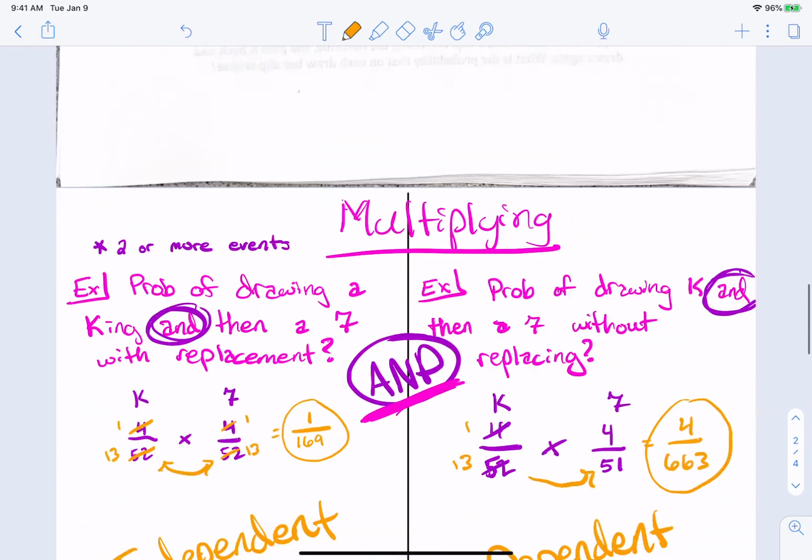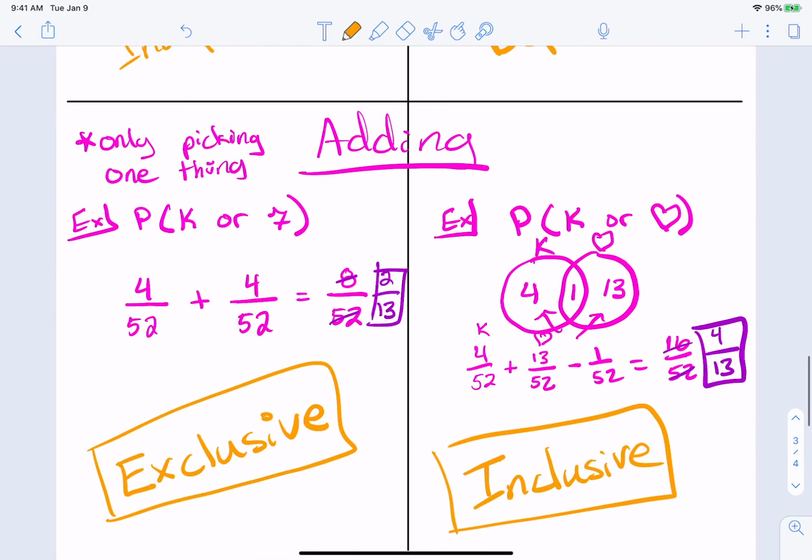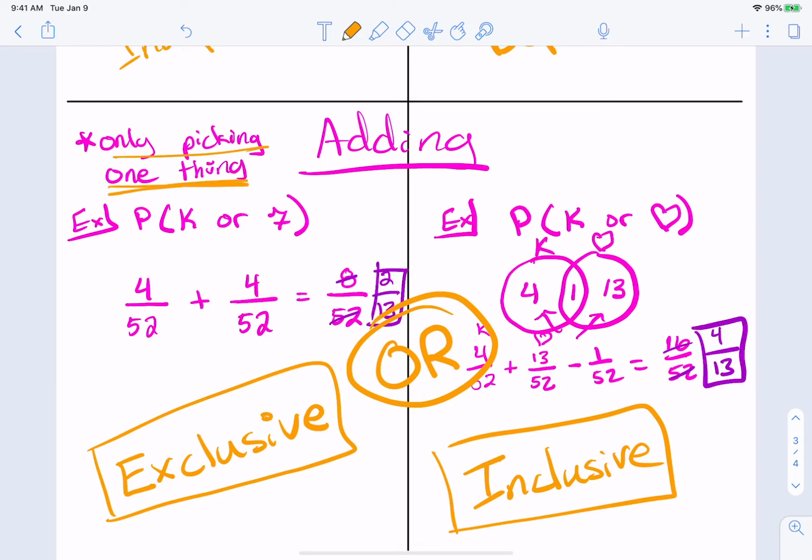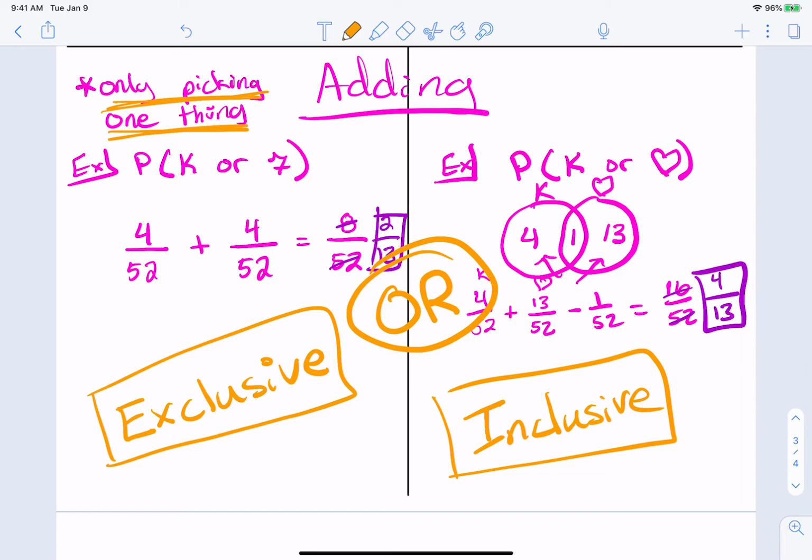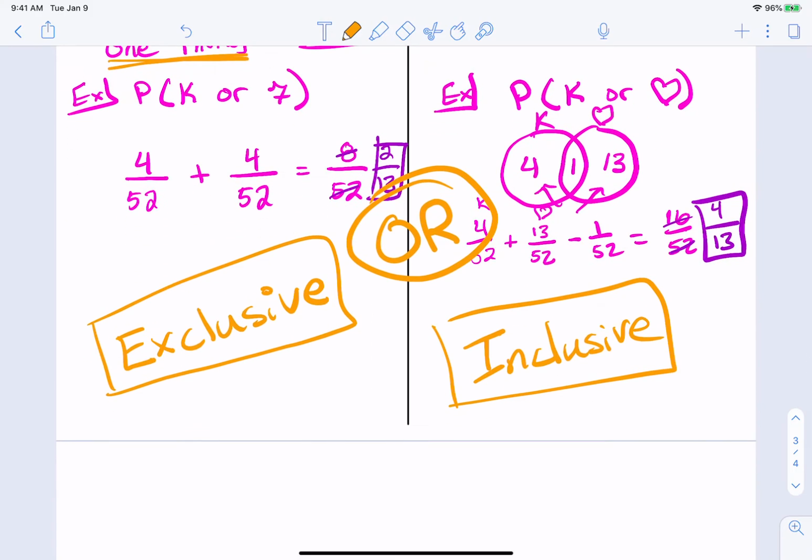What's the key word like we circled up here? Or. This one is or, okay? You know that you're only picking one thing if it's an or event, okay? I still have two categories, a king and a 7, but I'm doing one or the other. I'm still only picking one card, but I want to know if that one card is from two categories, okay? So let's do exclusive versus inclusive.